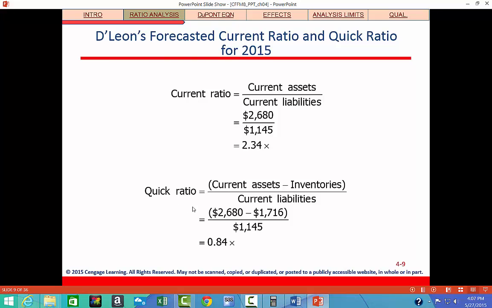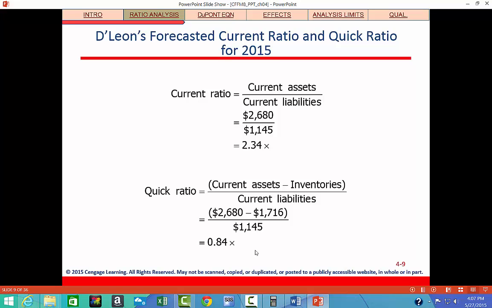And then the quick ratio takes out inventories from current assets in the numerator and divides by current liabilities, and we get 0.84. And so the quick ratio is a good measure because a lot of times it's going to be really hard to rely on selling inventory to help cover current liabilities in a crisis. So the quick ratio tells us how many times over we can pay our current liabilities with current assets without having to rely on inventories.